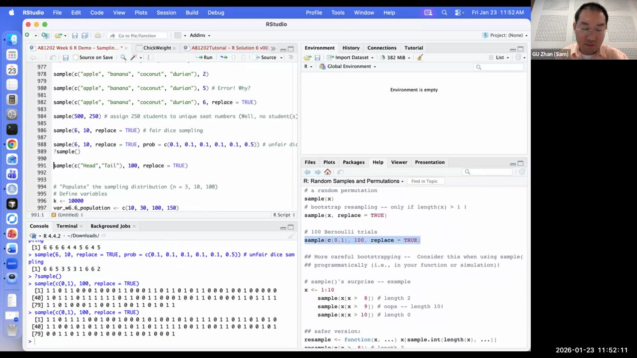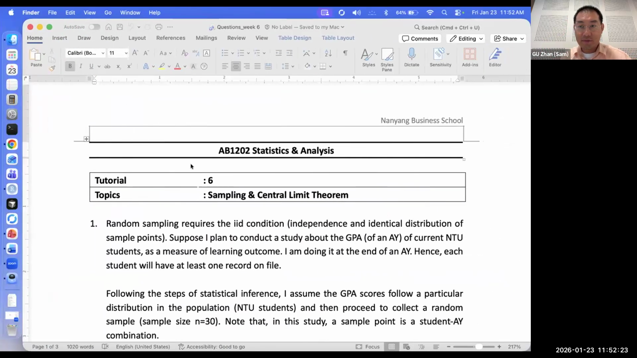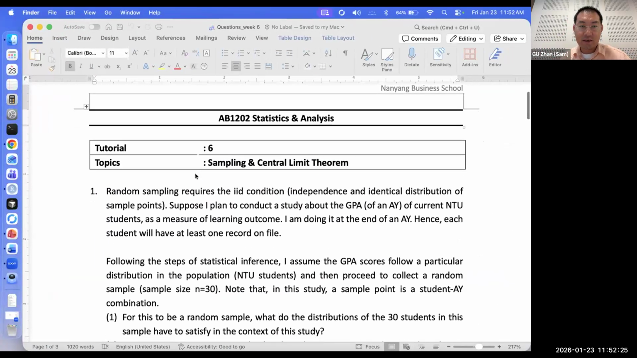You flip the coin 100 times, so it gives you random outcomes of flipping the coin 100 times. Okay, very good. Next we're looking at the tutorial. Finally, we're moving to tutorials.